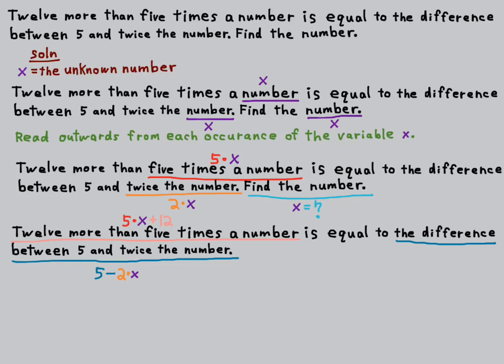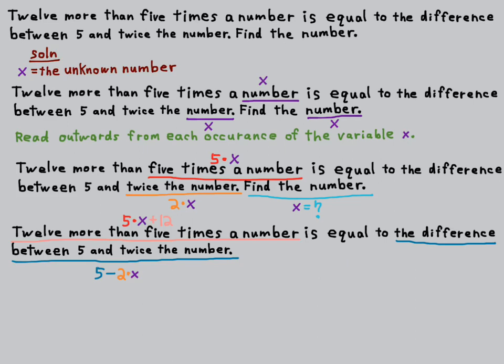So the letters are not written in this order because the words were in this order. It's because of what the words mean. It's what this means, the difference between 5 and twice the number. Okay. When you see less than is when you really have to be careful. Okay, and this equals here just means equals.